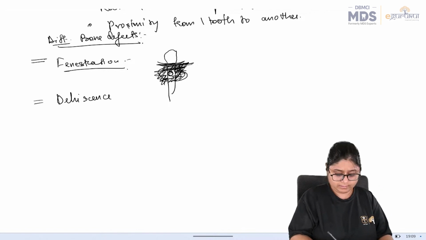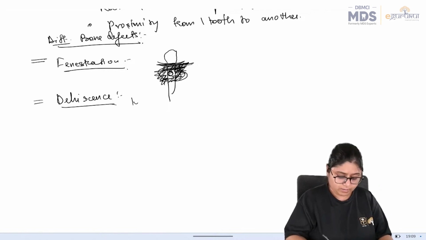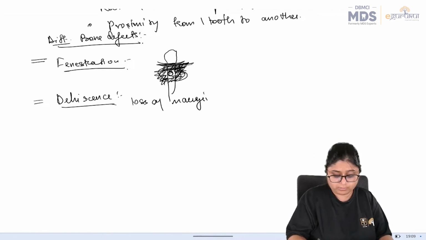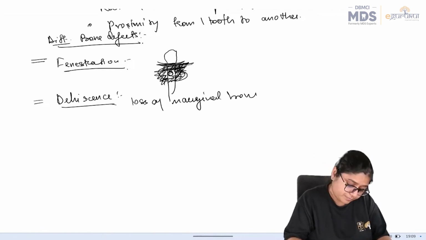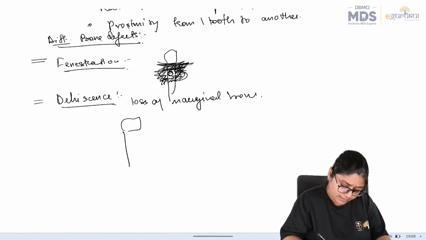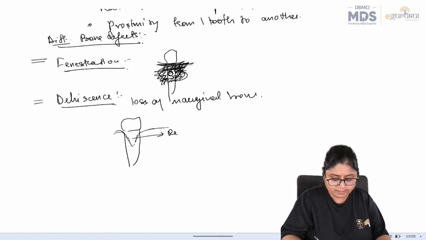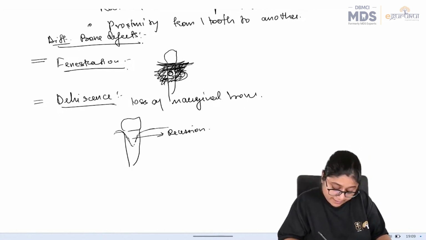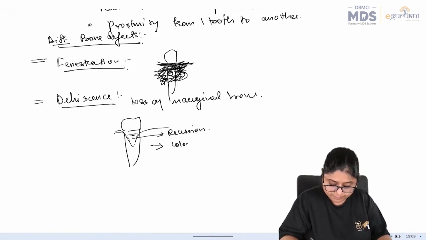Dehiscence, there is loss of marginal bone. So what is happening in dehiscence? Like this. So you will see here recession might be present, or tissue might be adhered to this region, and so there will be color changes in the gingiva.